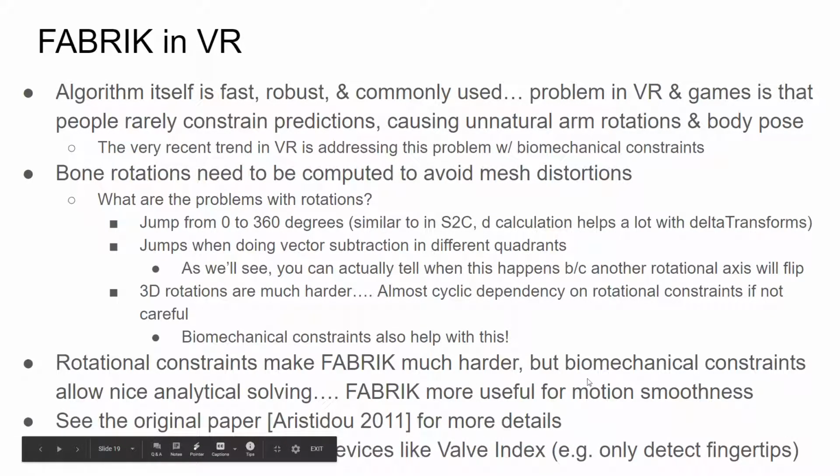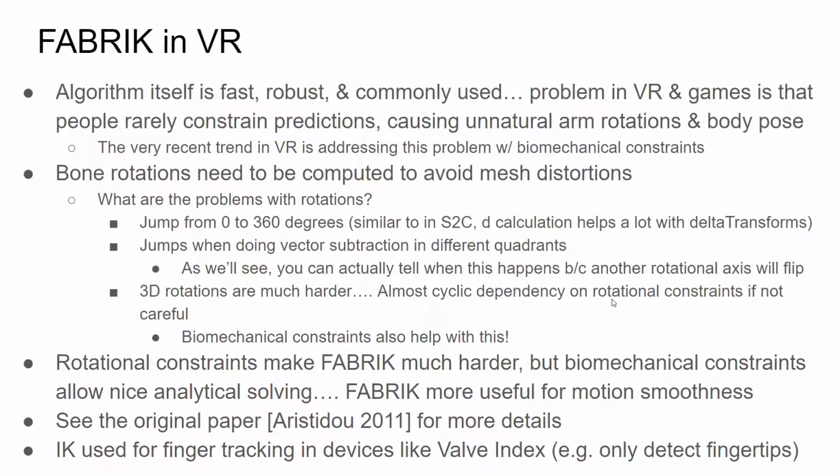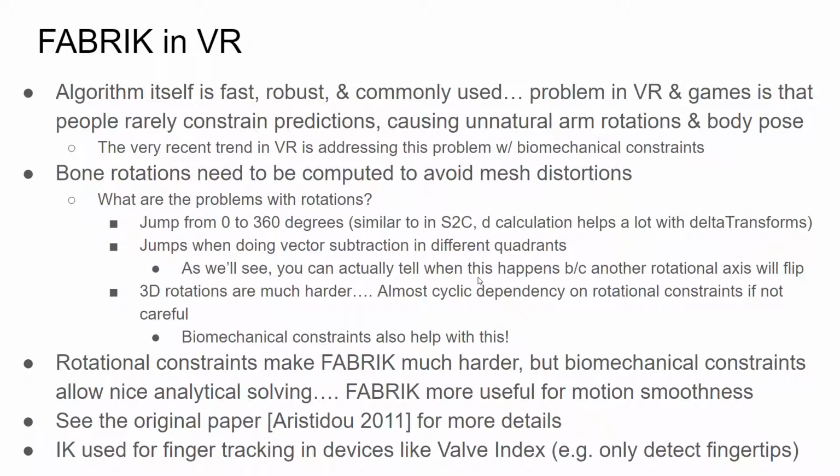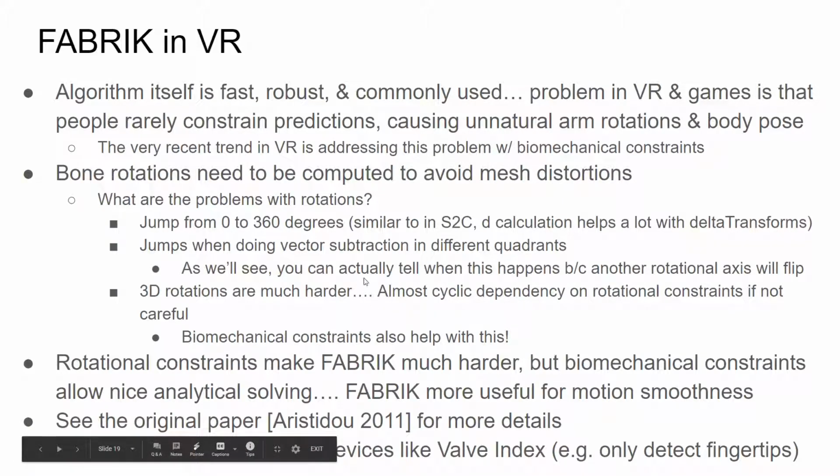Here's the original paper if you want to check it out. And like I mentioned before, the Valve Index detects fingers basically by doing FABRIK. The Valve Index controller, I think, only measures whether or not your fingertips are close enough to each part of the controller, not if any other part of your hand is there. But your fingertips are sufficient information to figure out the rest of your hand pose.